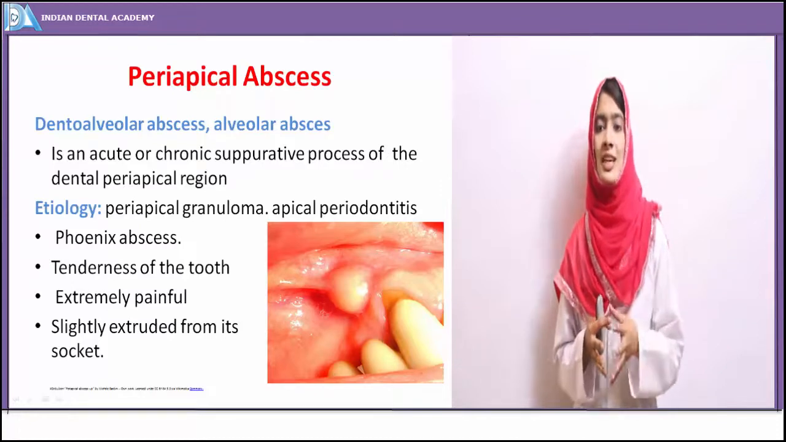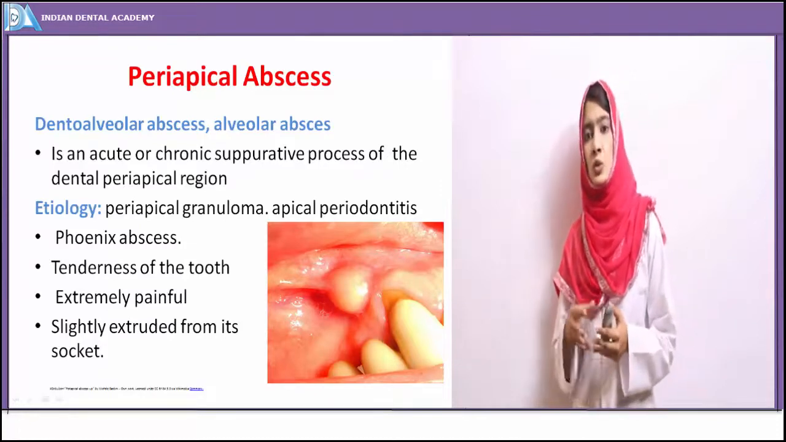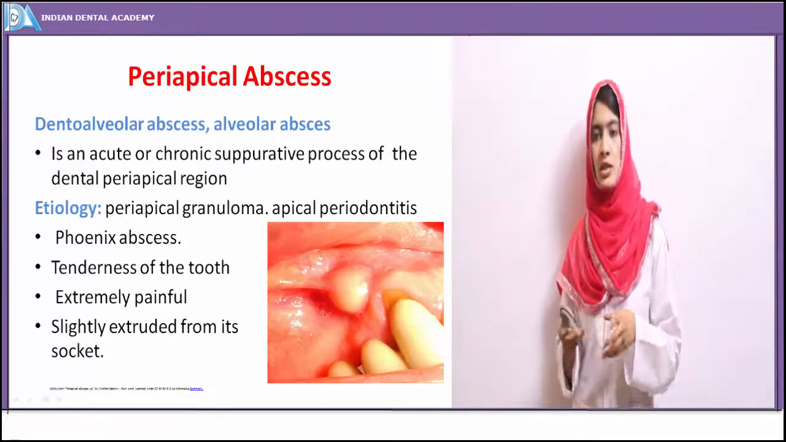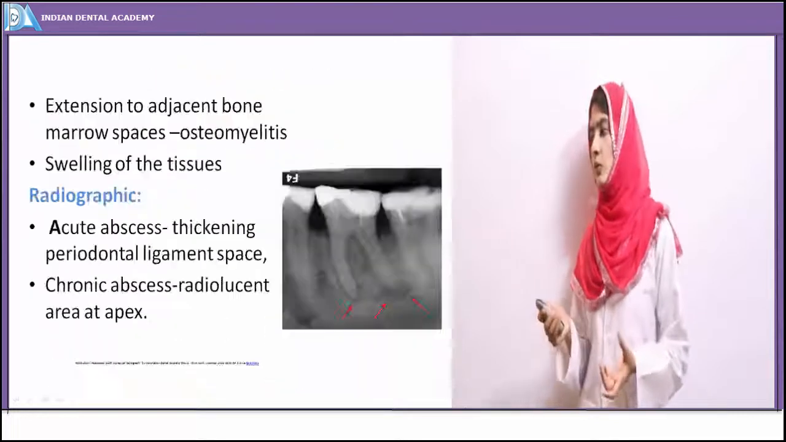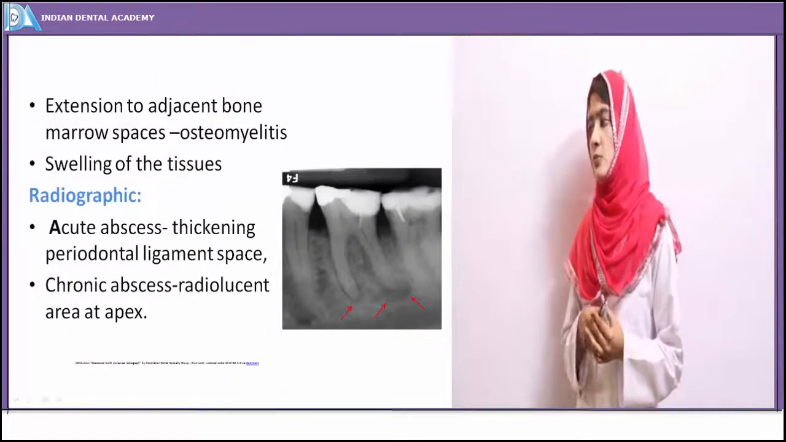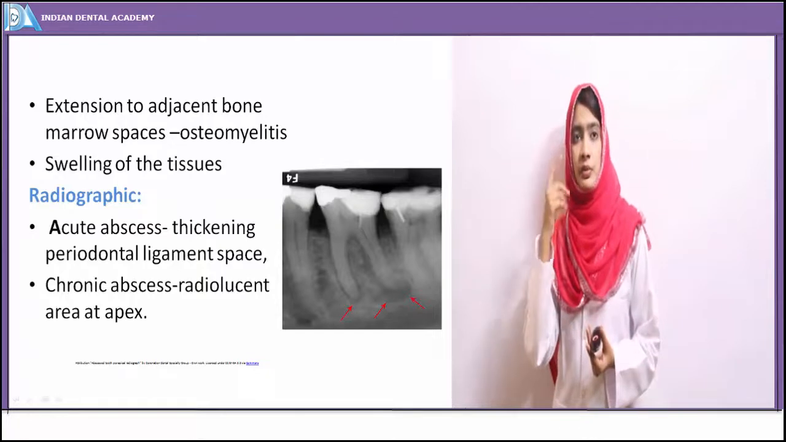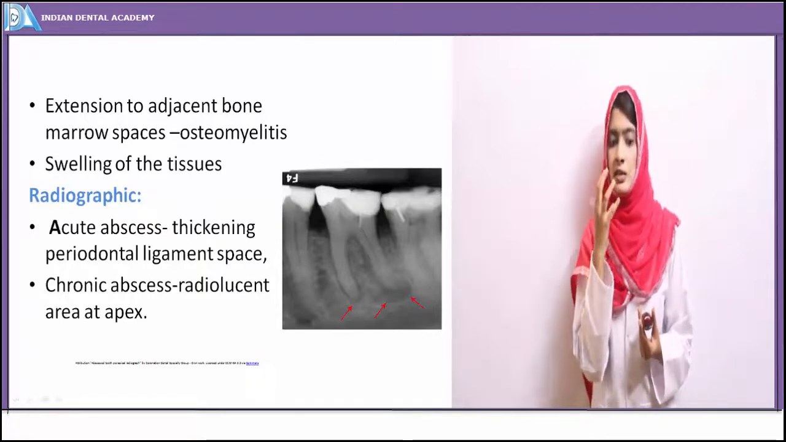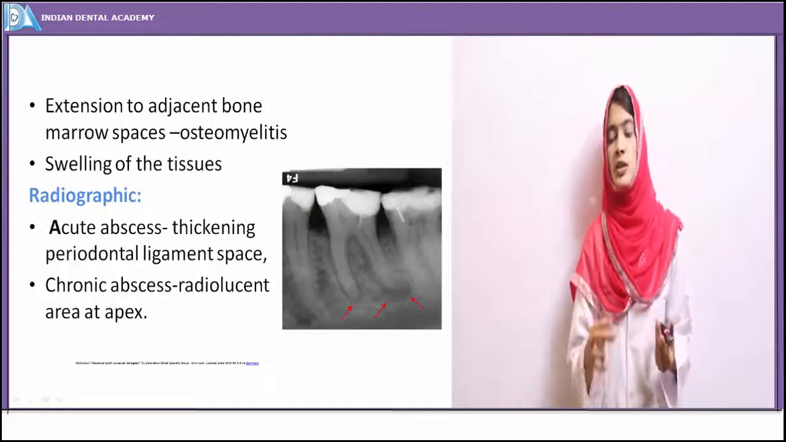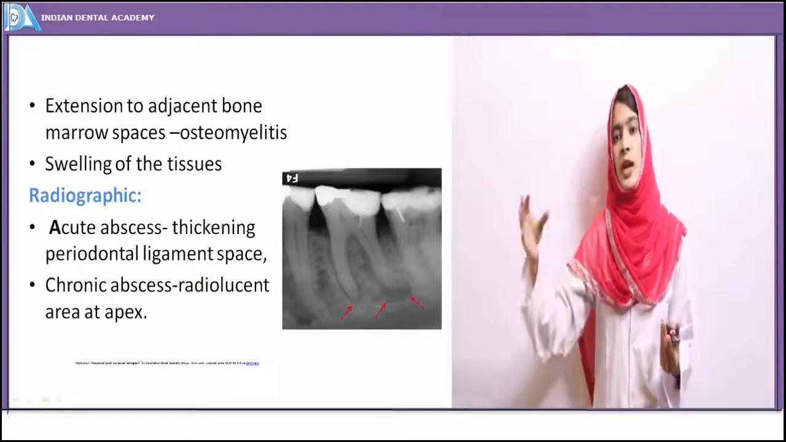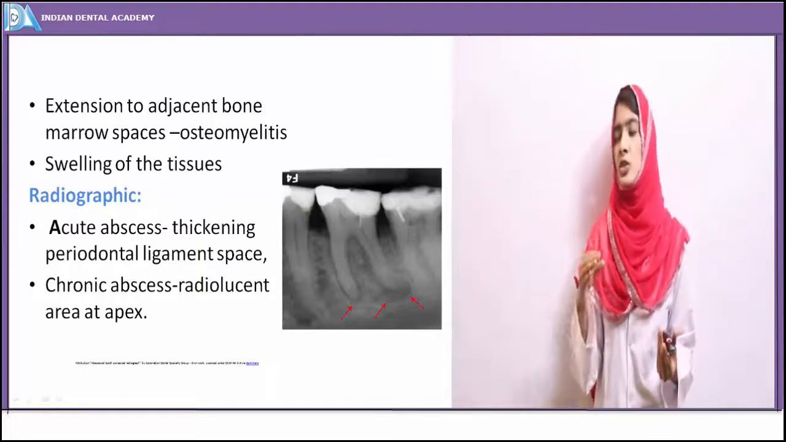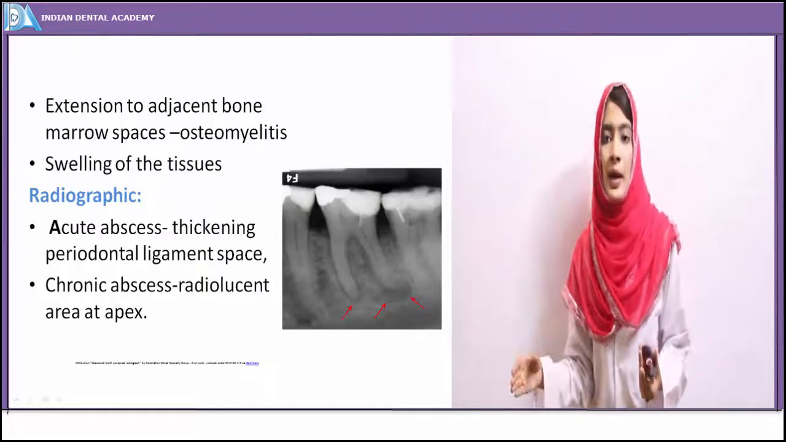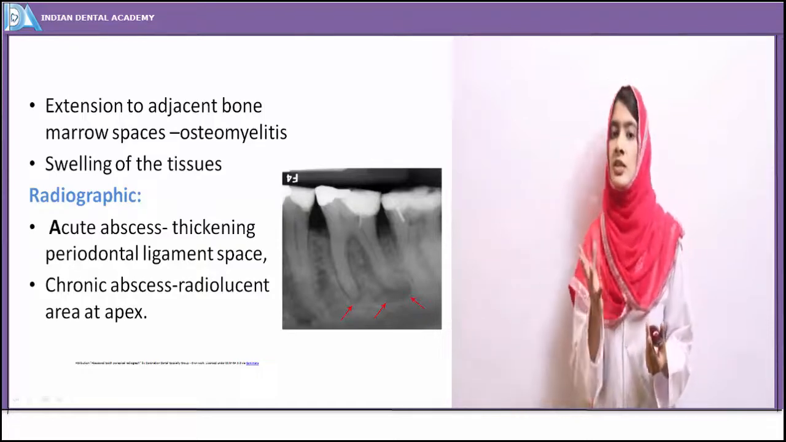It will be extremely tender to touch, and the tooth appears slightly elevated from its socket because of the underlying edema fluid collection there. Sometimes the abscess or pus that is deposited may discharge onto the skin surface. It may also involve the bone and tend to spread through the marrow spaces, leading to formation of osteitis or osteomyelitis. Clinically, you can see a swelling.